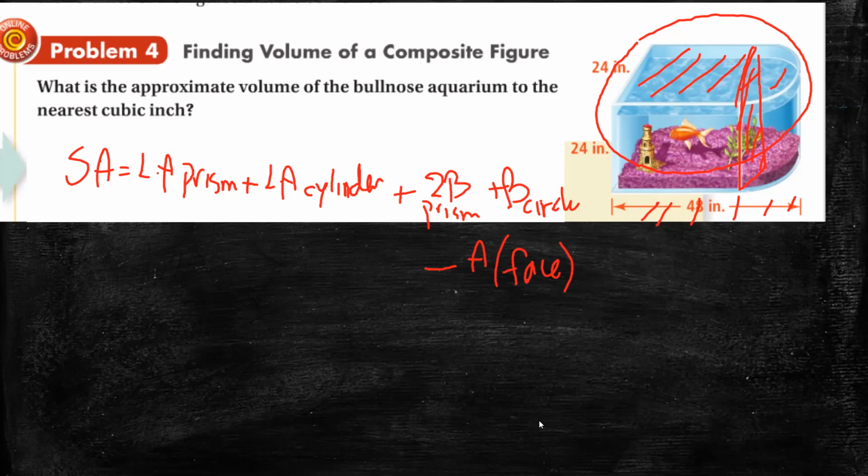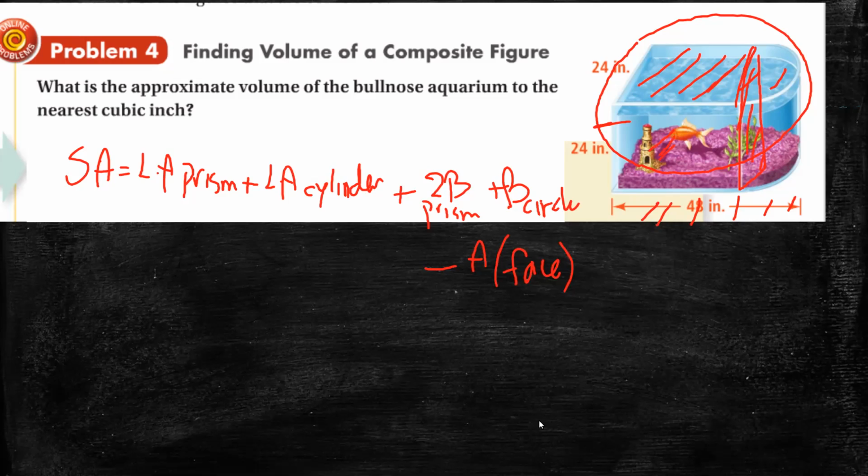Or when you find the lateral area of the prism, you have to add the area of this side plus the area of this side plus the area of that side. You have to find the areas of three faces, not four faces. So we make it plus half the circle, then minus the area of the face. Yes, you can say now it is the area of three faces.